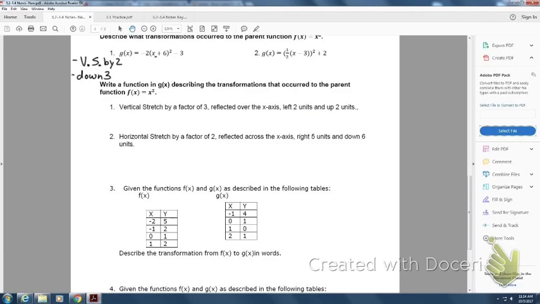Rose, what does the x plus 6 do? Makes it go left 6. Awesome. And Marsha, what does the negative do? Reflected over the x.